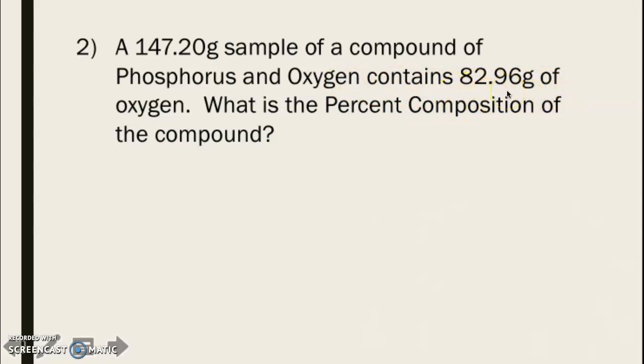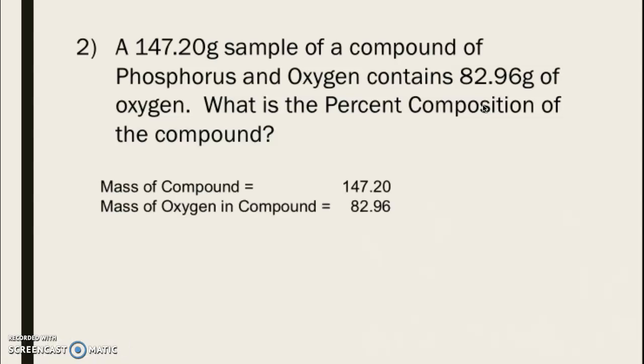Okay, so of course we want the mass of both oxygen and phosphorus. This is the mass of the compound that's made up of both oxygen and phosphorus. This is the mass of oxygen. So the first thing we're going to have to do is find the mass of phosphorus. That's just a subtraction problem here. There's the mass of our compound. There's the mass of oxygen. So we subtract and we find this is the mass of our phosphorus for this particular compound.